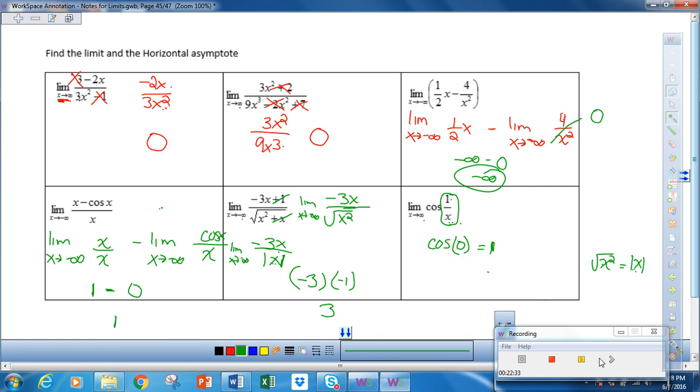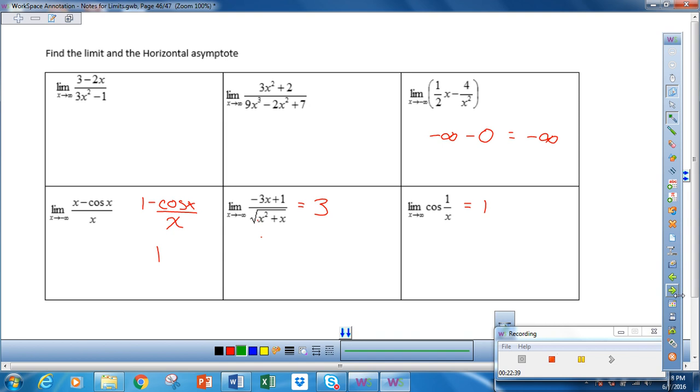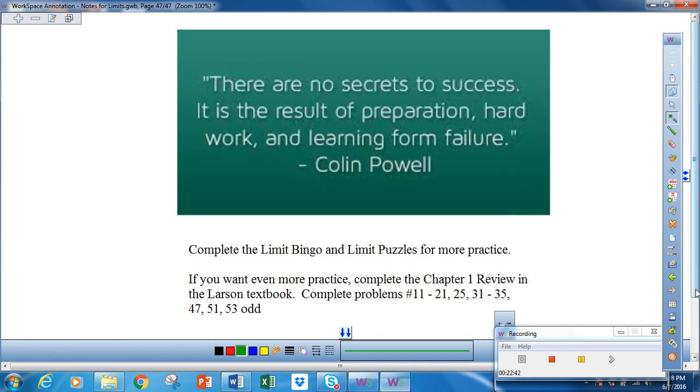Okay? Alrighty, that is it for this unit. Please take a moment. Notice what your homework is. And call me if you want to meet anytime, I would suggest that we meet and go over any questions that you have before you begin Unit 2. So your homework, you should have limit bingo and limit puzzles for more practice. And if you want even more practice, I would suggest going into the Lawson textbook and looking at the Chapter 1 review and completing problems 11 through 21, 25, 31 through 35, 47, 51, and 53 on. And I think the answers are in the back of the book.